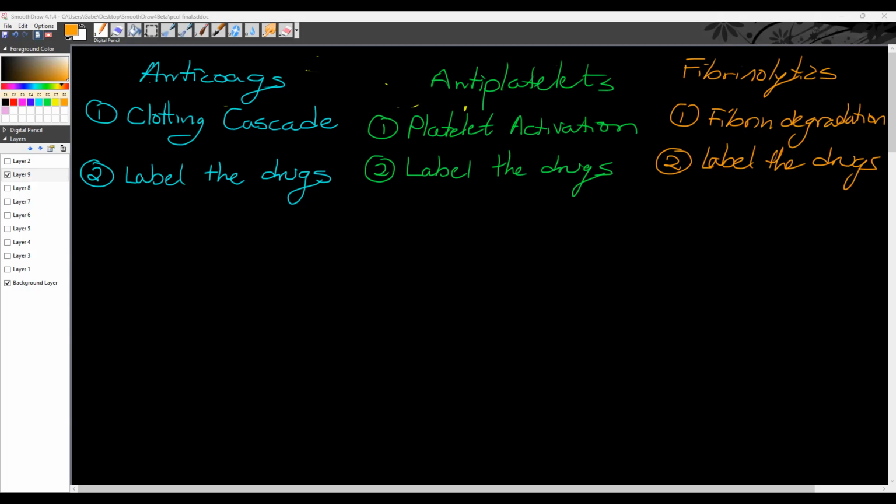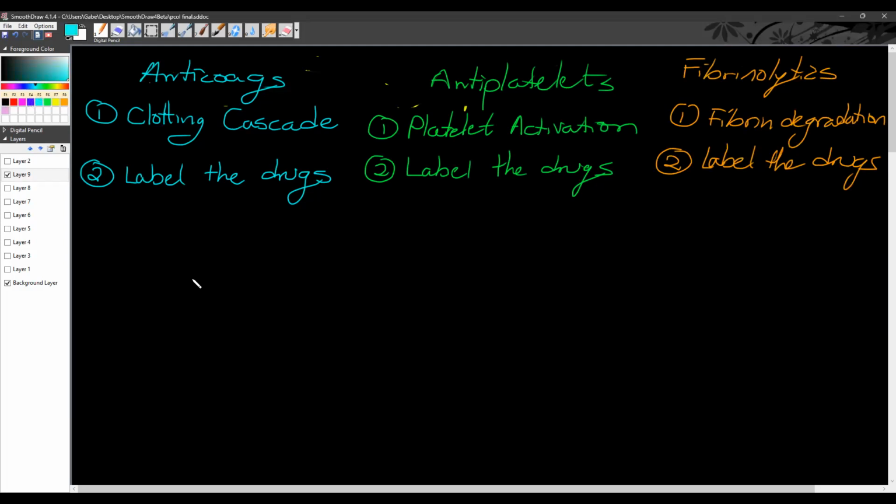Then I want you to draw the chemical structure of every drug. What I will say is that being able to draw the clotting cascade and platelet activation from heart is going to make this exam very, very, very easy.